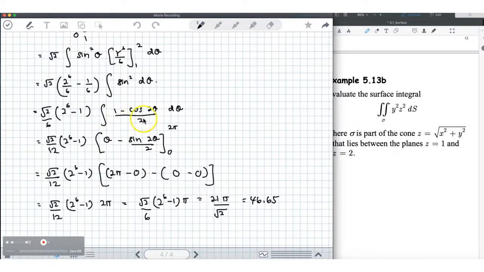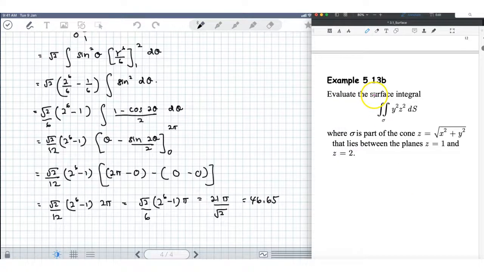Then you can integrate with respect to theta. So you got a 2 here, I bring it out. Now I have theta minus sine 2 theta over 2. So this one I bring it up, and we can substitute the limit. And finally, this is the answer. Okay, so that is for example 5.13b.